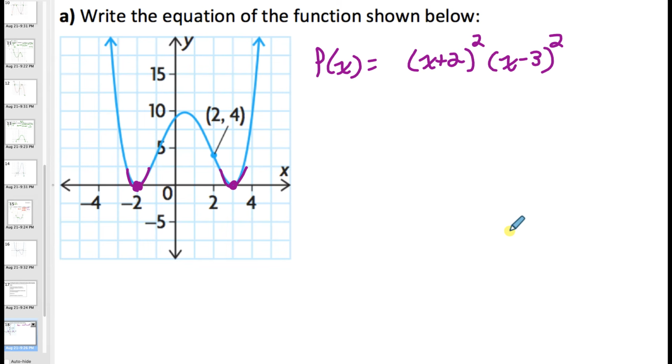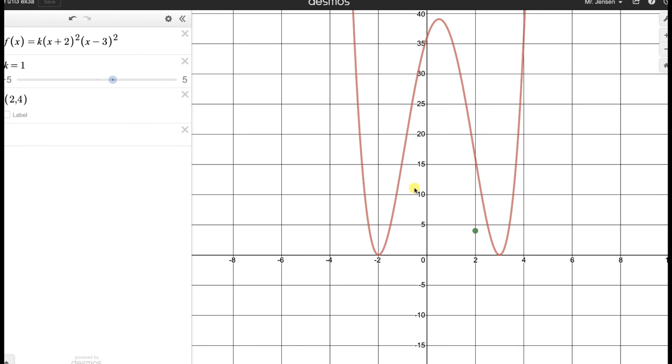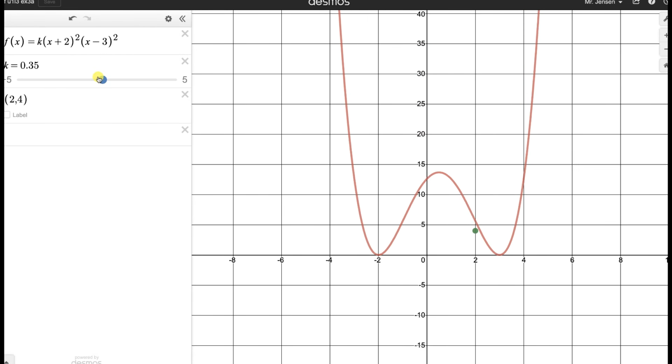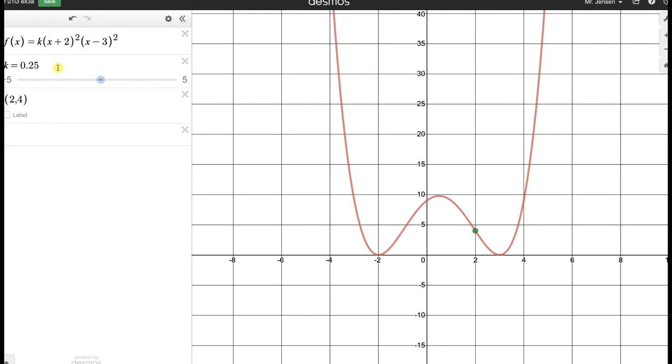This function does not go through this point (2, 4) that this graph does. I need this function to go through this point. So I need to vertically stretch or compress this until it goes through that point. There will be only one graph with those x-intercepts that goes through that point. So I need to manipulate this k value to figure out what I can make k to make this go through that point. And it looks like there, 0.25. 0.25 is what's going to work.